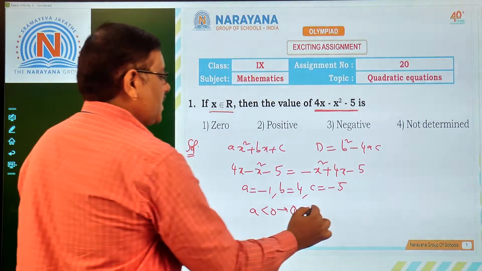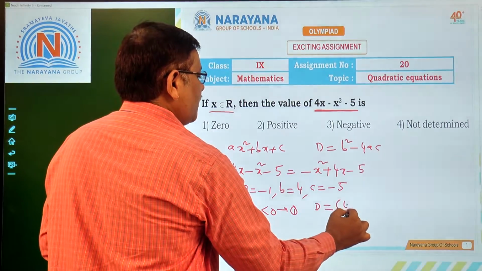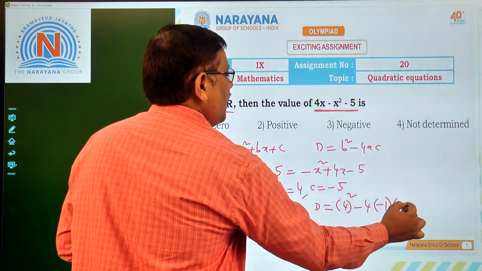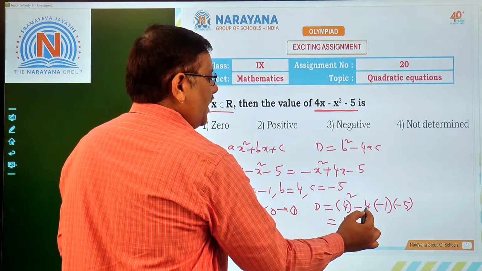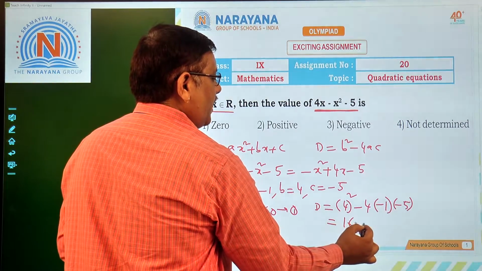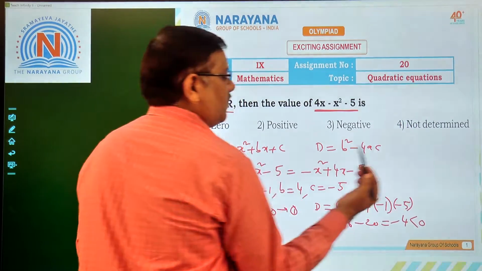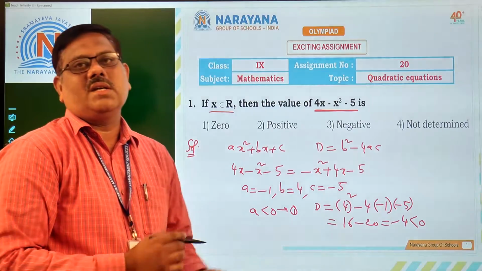The second observation is the discriminant. What is that? B square minus 4ac. That is 4 square minus 4 into a, that is minus 1, into c, that is minus 5. That is going to be 16 minus 4 times minus 1 times minus 5, which is 20. That is minus 4, which is less than 0. Here a is less than 0 as well as the discriminant is less than 0.